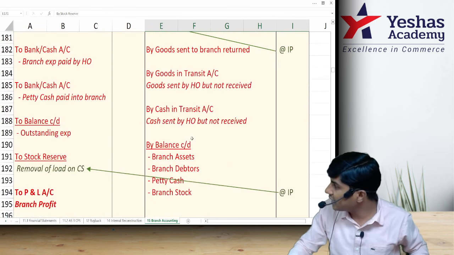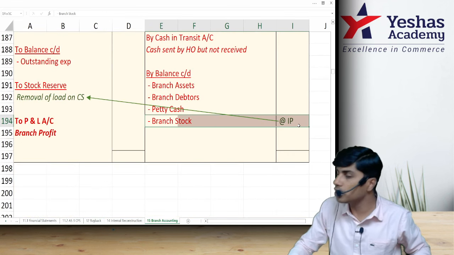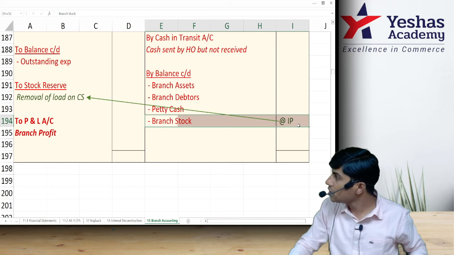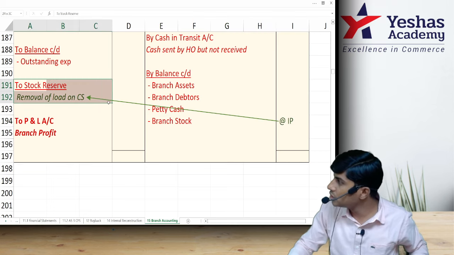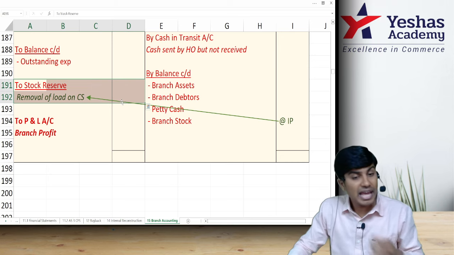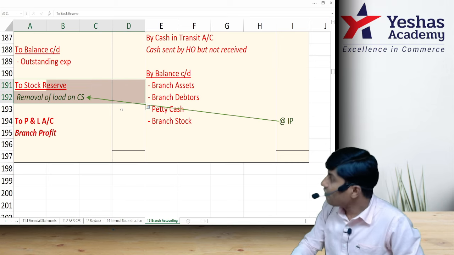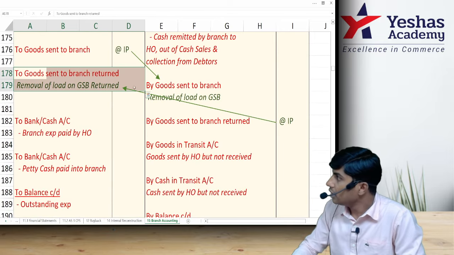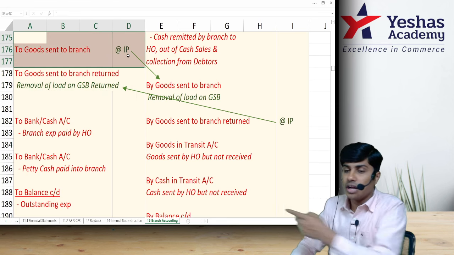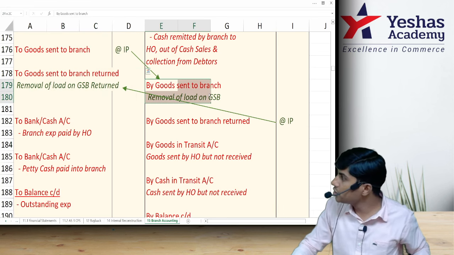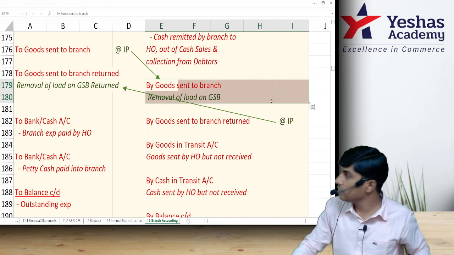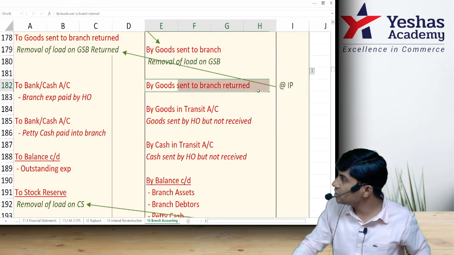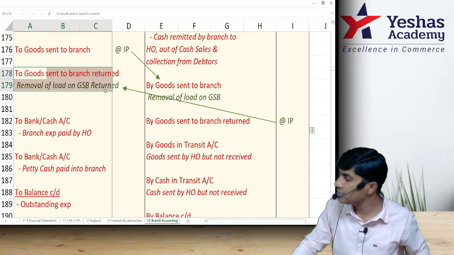On the credit side, closing stock should be at cost. If it is at invoice price, we remove the load on the debit side using the name stock reserve. Exactly similar to this, if the goods sent to branch by head office are at invoice price, the load is removed on the credit side. Similarly, on goods sent to branch returned, if it is at invoice price, the load is removed on the debit side with the same name.